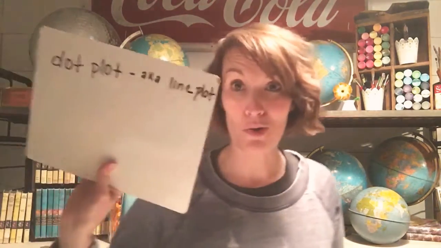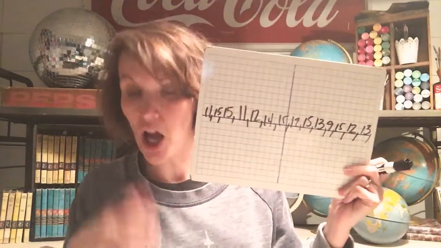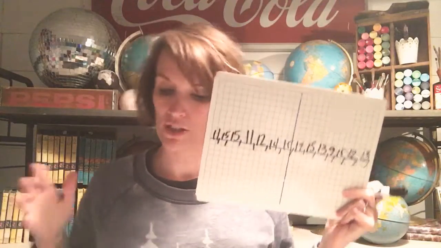So today we are going to look at dot plots. What a dot plot is, is when we're given a set of data. Let's look at this set of data. Dot plots are also called line plots. So the book gives us this set of data. It is all these numbers: 11, 12, 14, 15, 12, 13, 15, 9, 15, 12, 13, 15, 11.